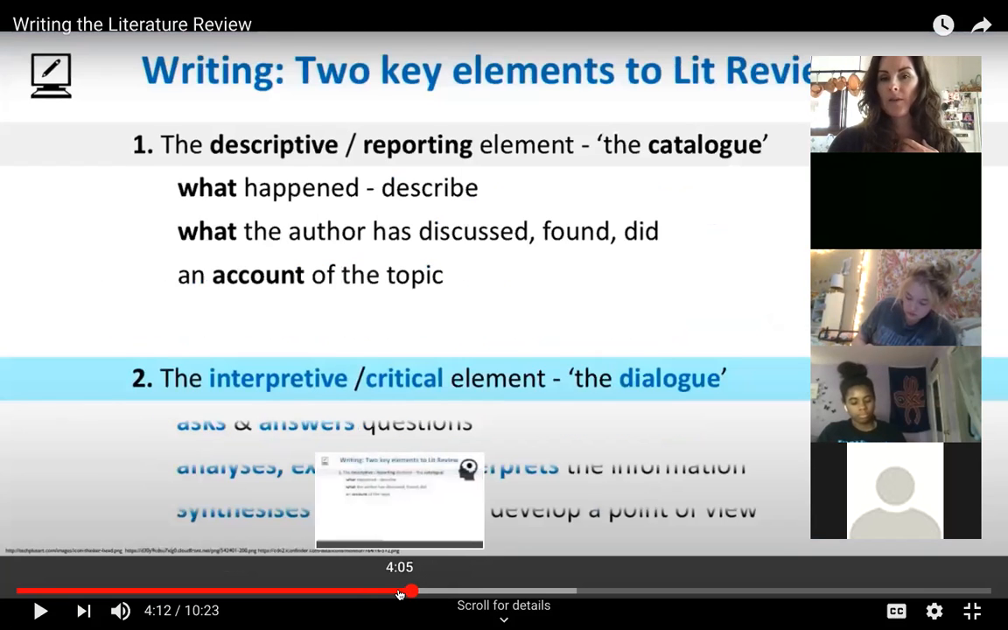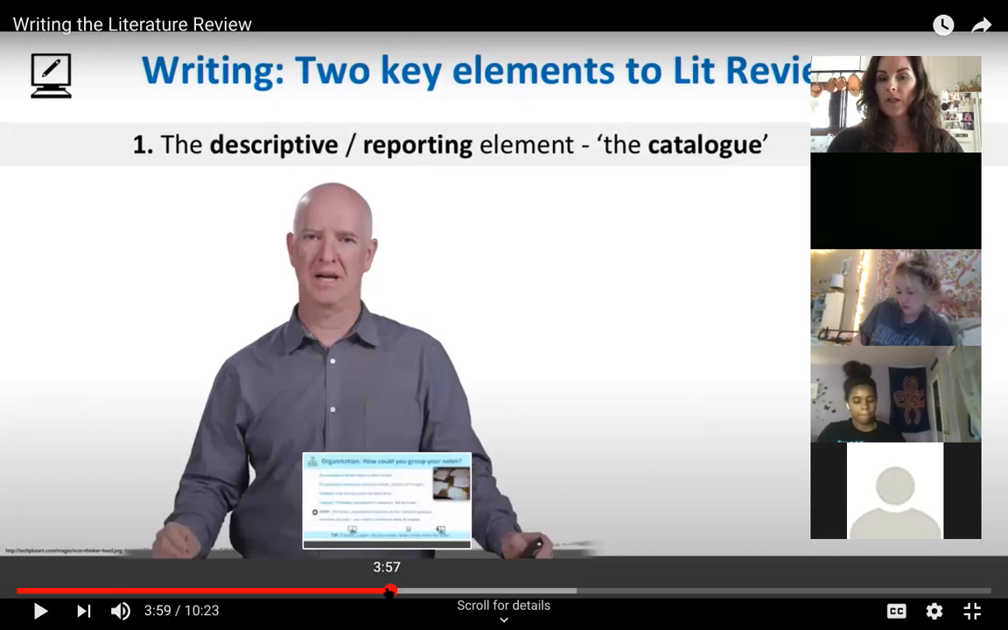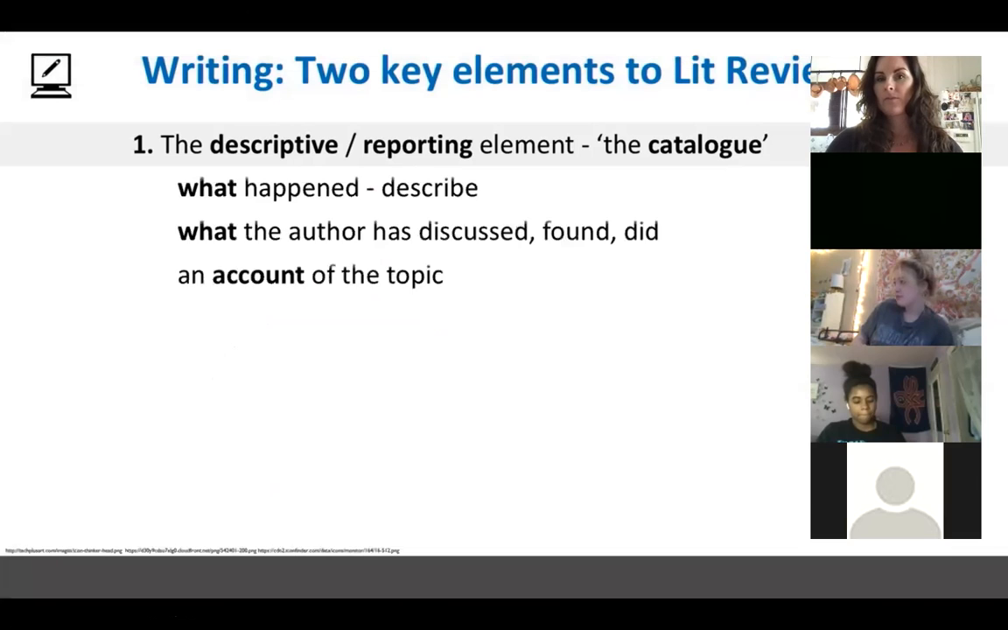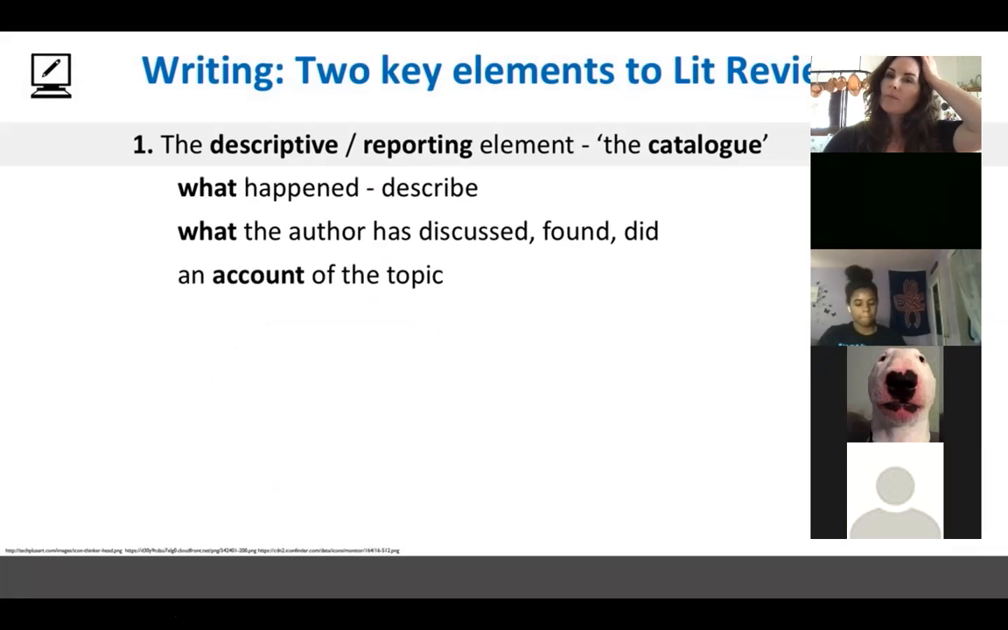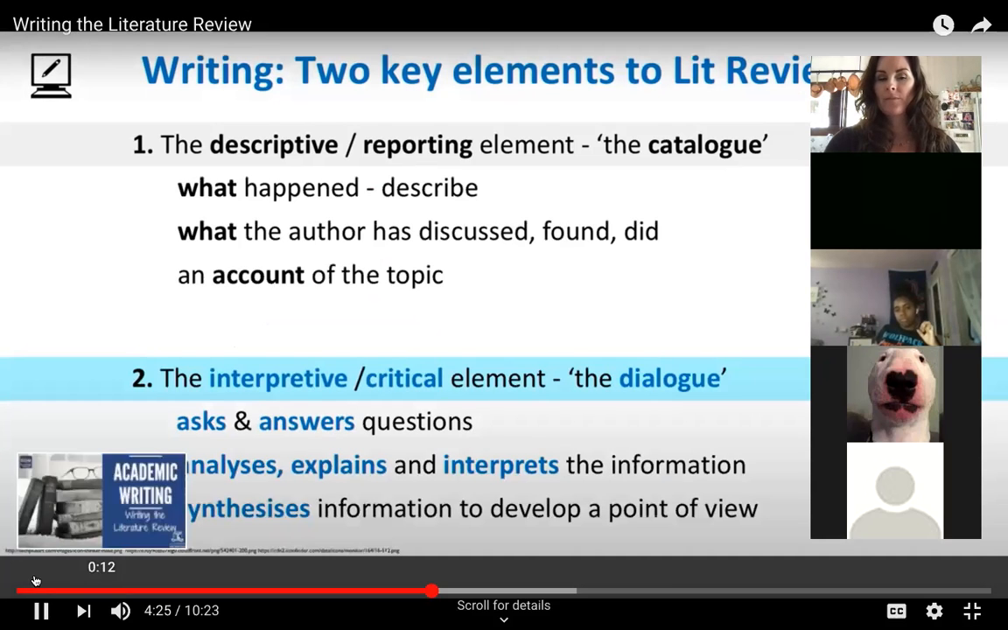Two key elements, let me move back. Here we go. So how do you actually write your literature review? We're going to look at that. One is a descriptive or reporting element where you talk about what happened. You describe what the author has found, what they discussed, what they did. It's an account. The second crucial aspect of the literature review is an interpretive or critical element, the dialogue, where you ask and answer questions of the text. You analyze, you interpret, you synthesize, you bring together information.